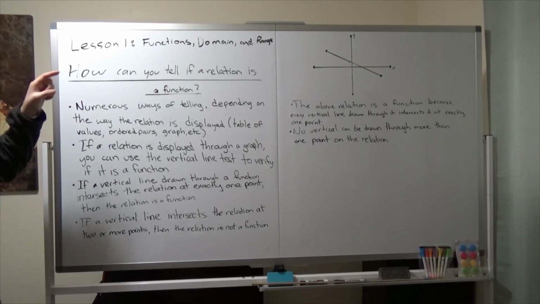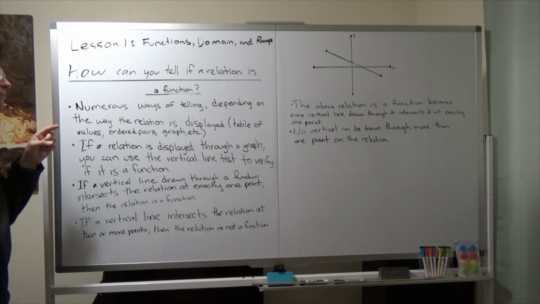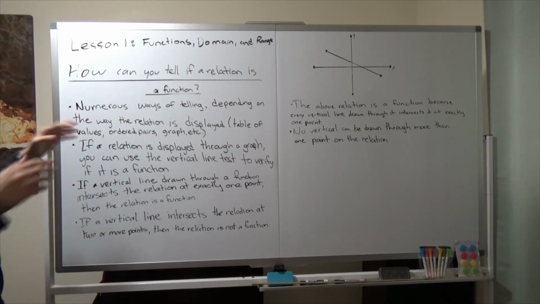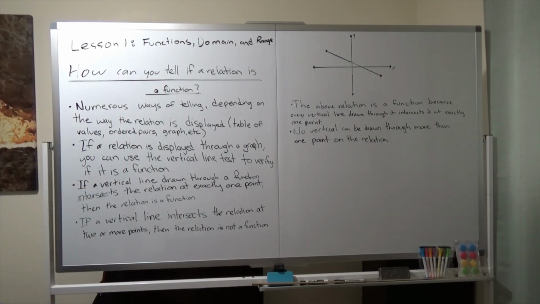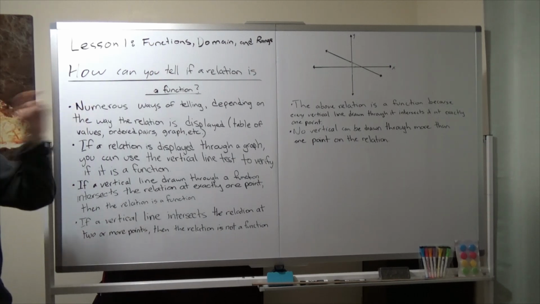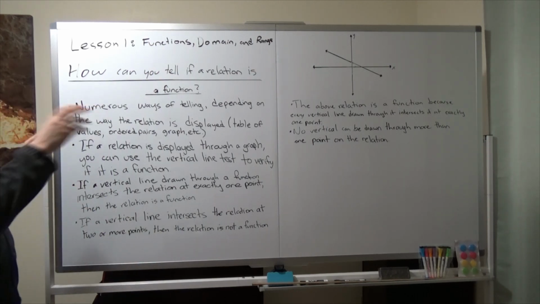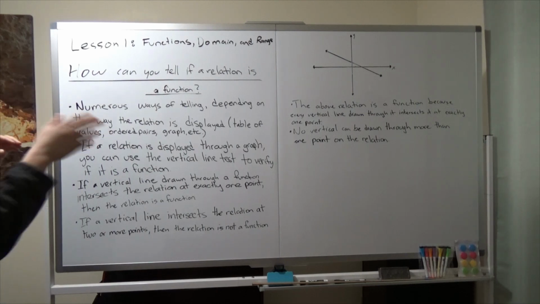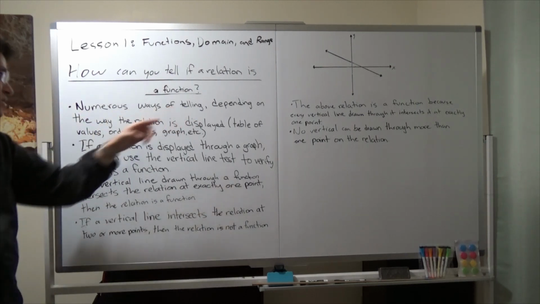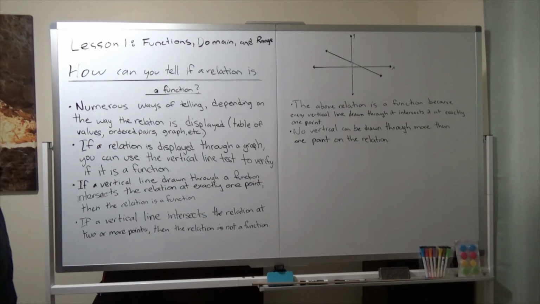So how can you tell if a relation is a function? There are numerous ways of telling if a relation is a function, depending on the way the relation is displayed. It can be displayed as a table of values, as an ordered pair, or as a graph.